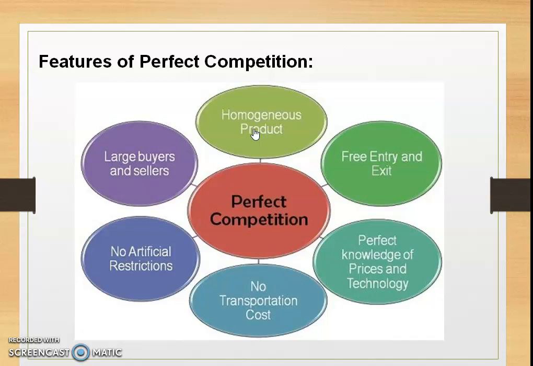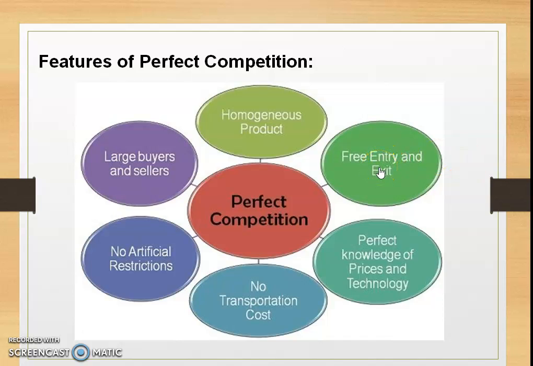See, all firms under perfect competition produce a homogeneous or identical commodity. No firm has any basis for charging a higher price for its product. Right, the next one is free entry and exit.